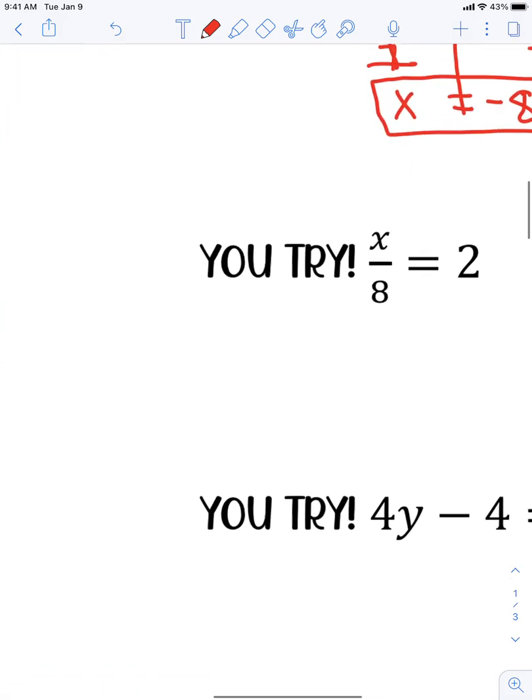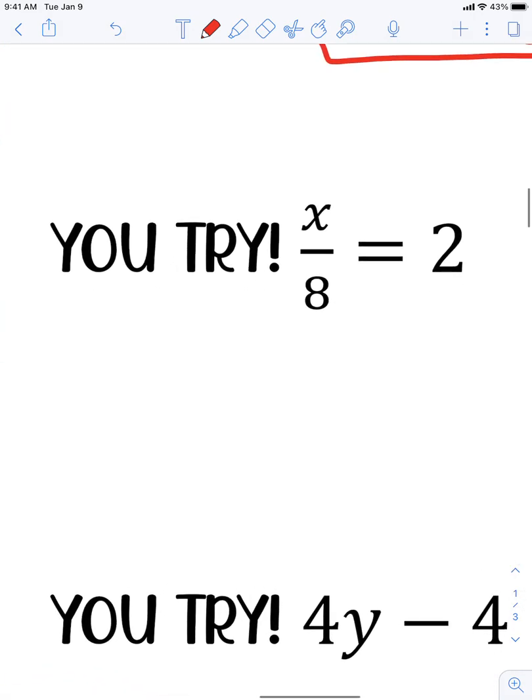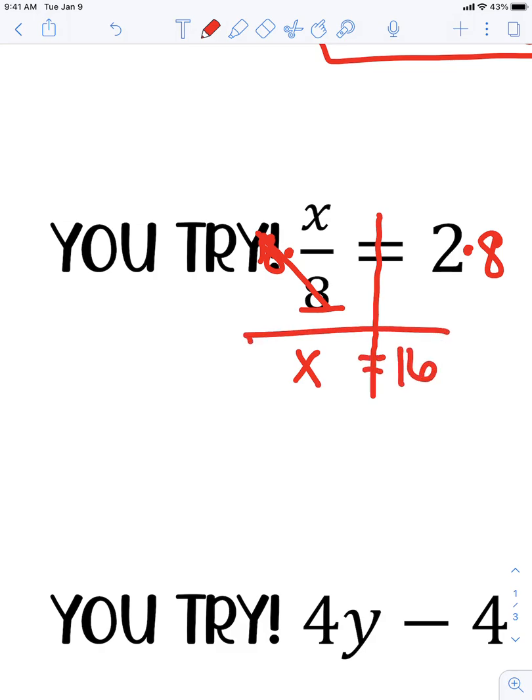Okay, so now I want you to try this one. So you should have drawn a line through the equal sign. Again, you see that you're dividing by 8. So the opposite of dividing by 8 is multiplying by 8. So we're going to multiply both sides by 8. 8 times 1/8, okay, again, makes a 1. You bring your variable down. 2 times 8, you should have gotten 16.